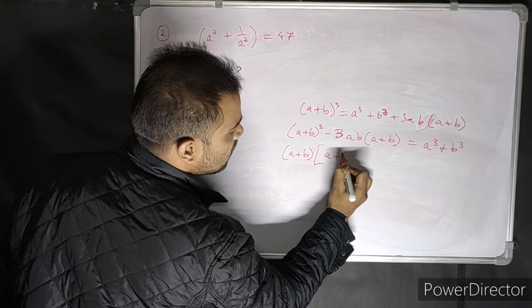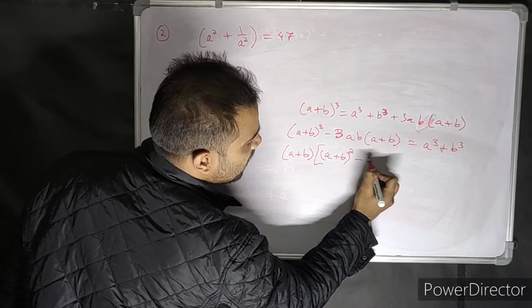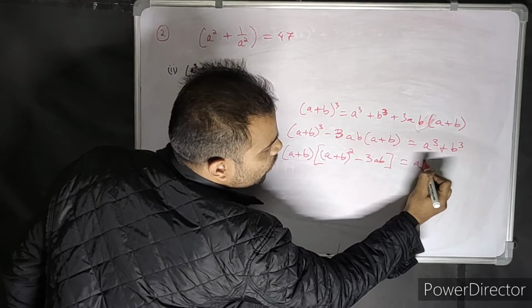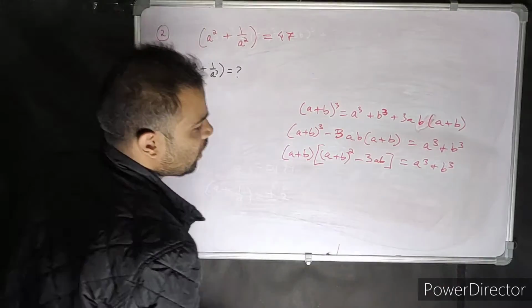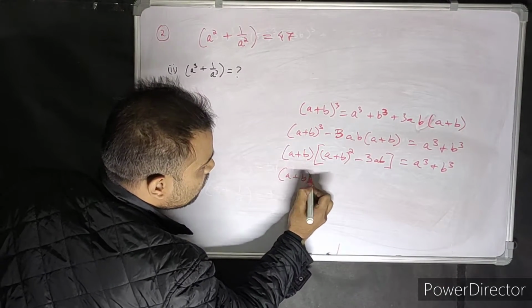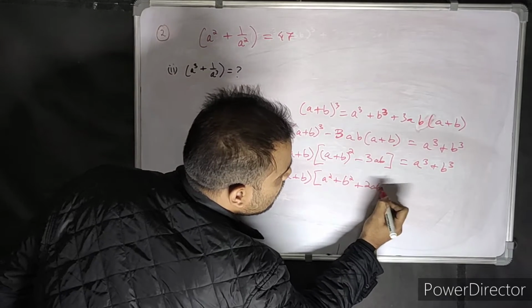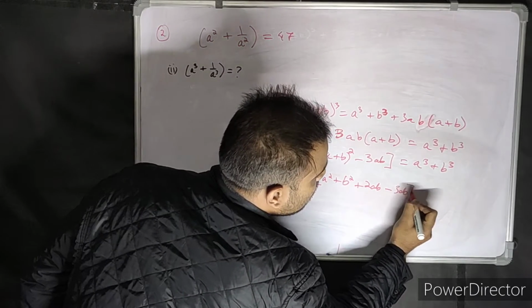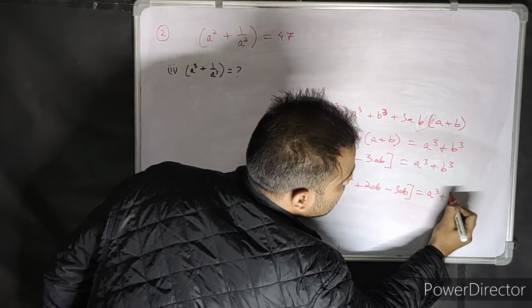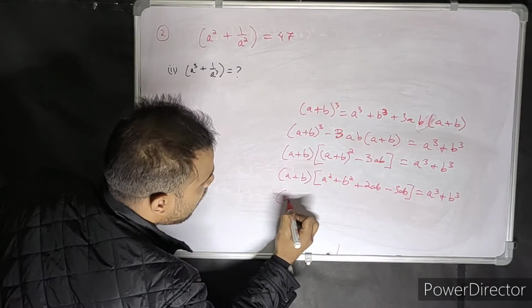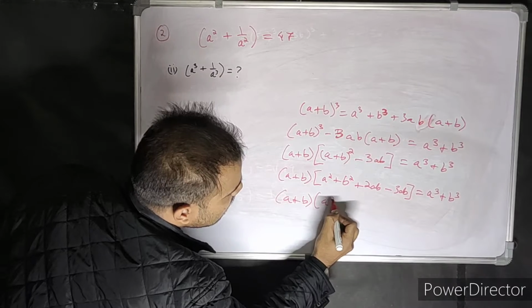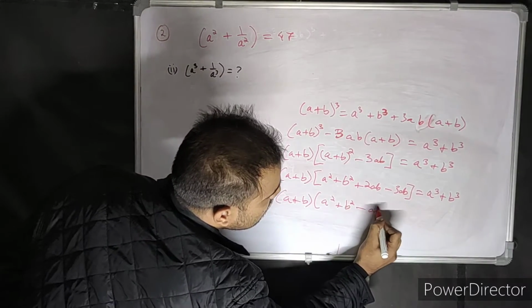So what you get is (a+b)² − 3ab, which is equal to a³ + b³. Okay, now look over here. What happens? (a+b) is equal to a² + b² + 2ab − 3ab, which is equal to a³ + b³. Now (a+b) is (a² + b² − ab).